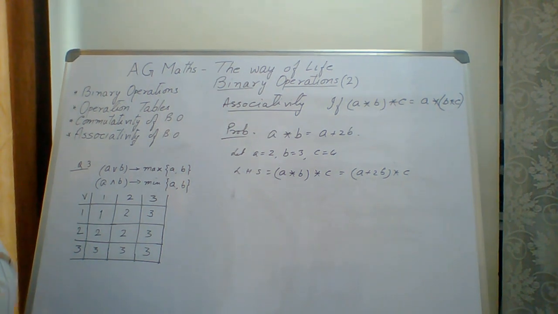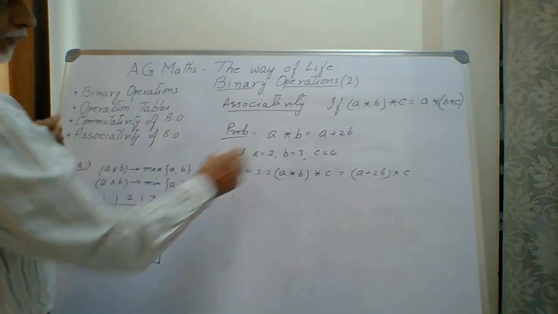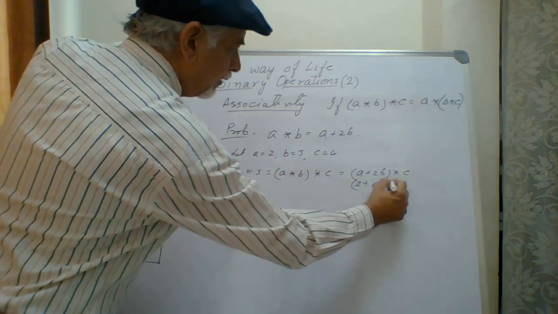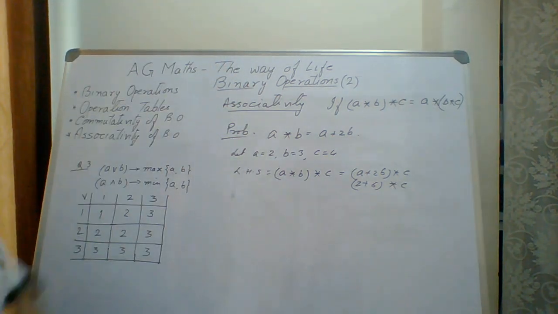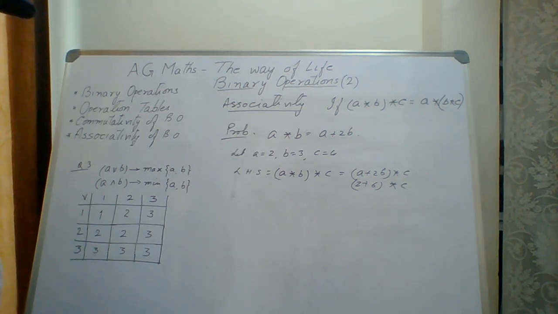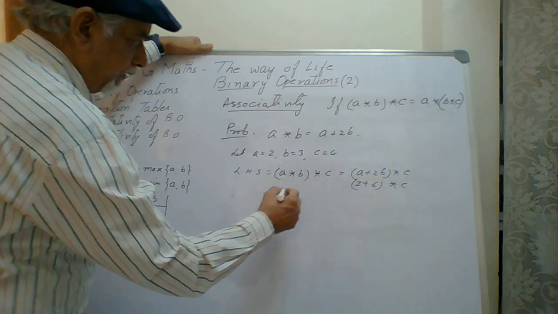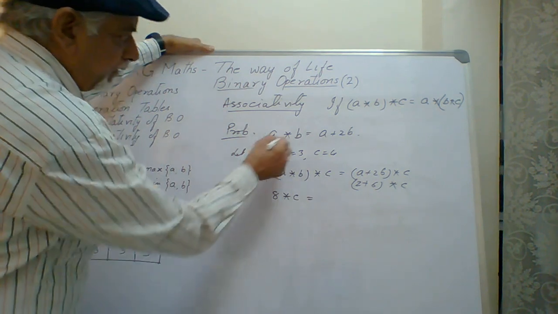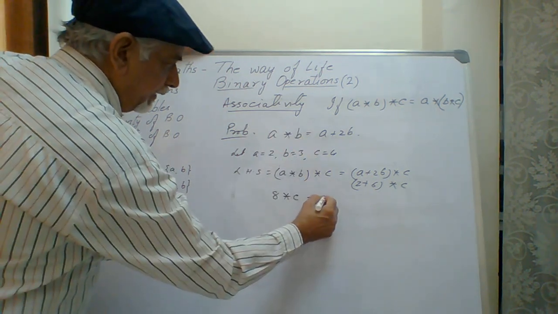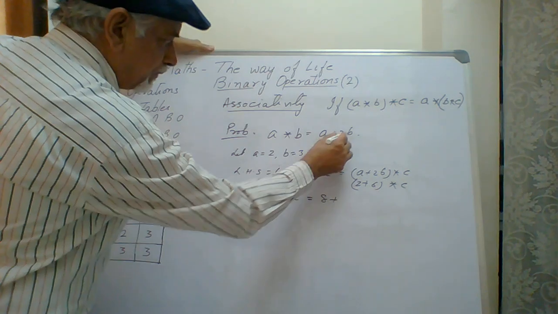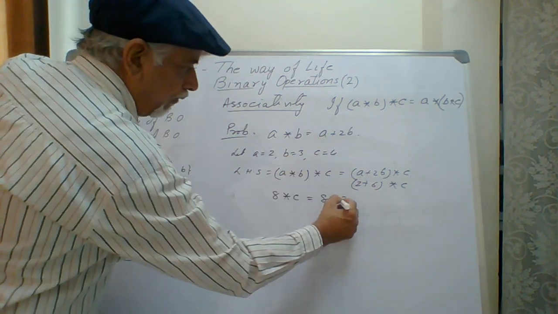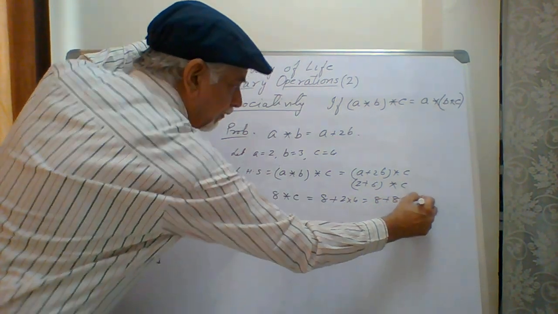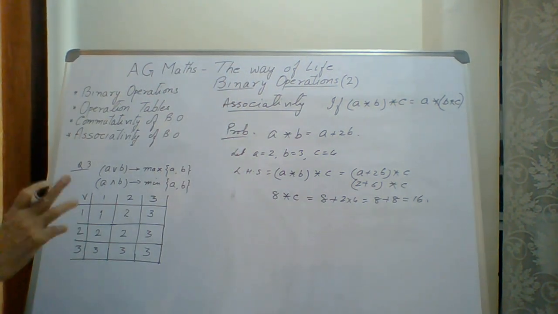And from A plus 2B, what value do I get? If I have assumed A and B like this, then I get 2 plus 6 and binary C. So it is 8 binary C. Now if I write 8 binary C and again apply this rule, the first element is 8 plus 2 times C. 2 times C is 2 into 4. So I get 8 plus 8, which is equal to 16. This is the left hand side.